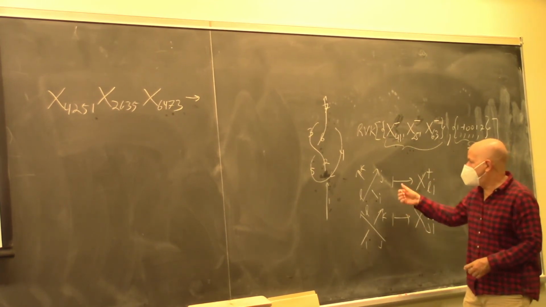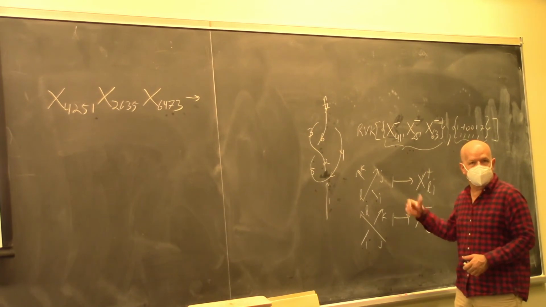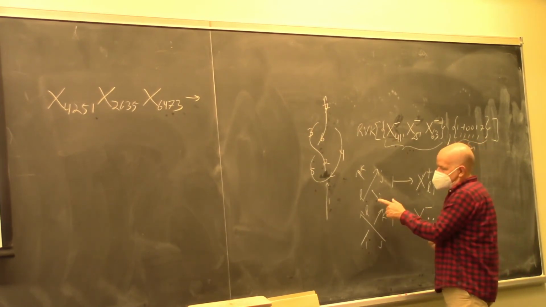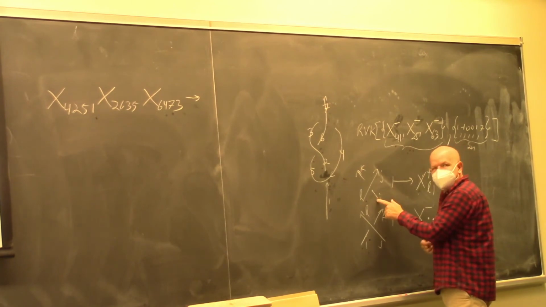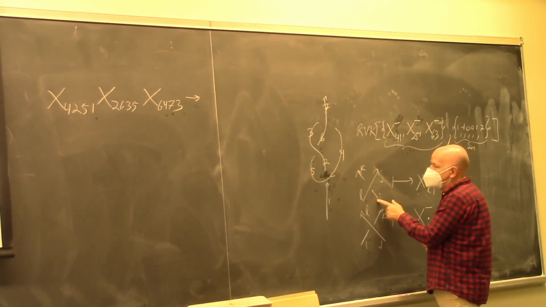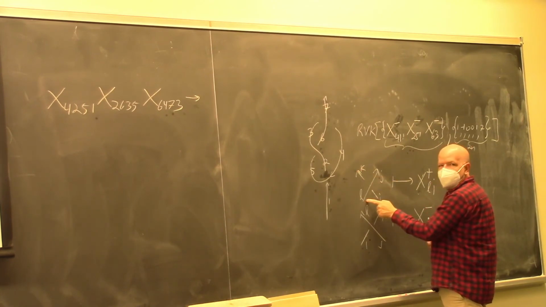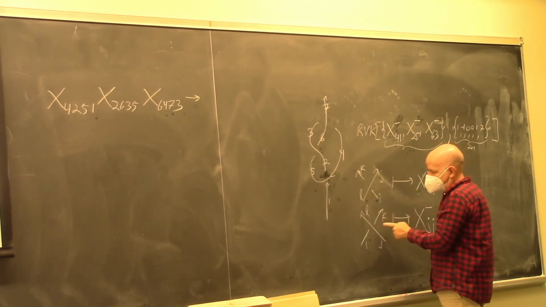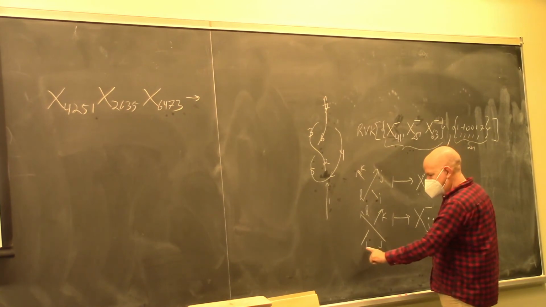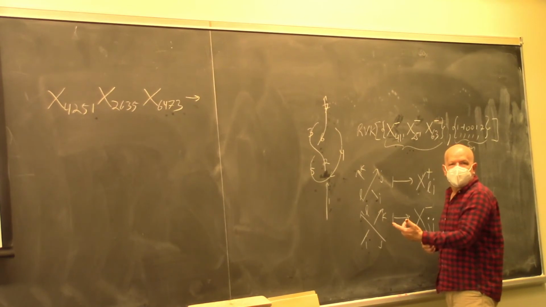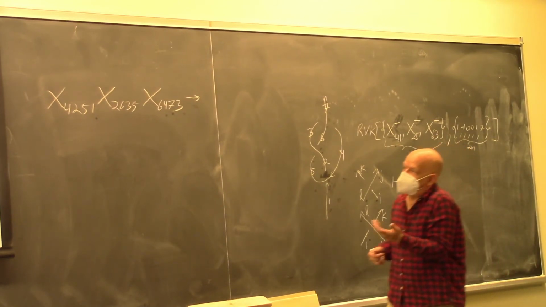And how do I know if it's a positive crossing or a negative crossing? The first index always corresponds to an incoming strand. And then if J is greater than L, then it's a positive crossing. Otherwise, if J is smaller than L, it's a negative crossing. Okay, so it's stupid, but you have to do it.